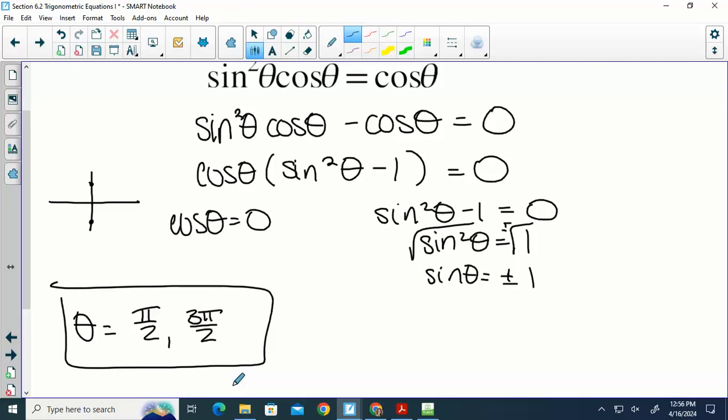Do multiplicities not matter in this case? They do not. We're just solving the equation. If we were thinking about a graph, then multiplicities would matter. But for this, it does not.